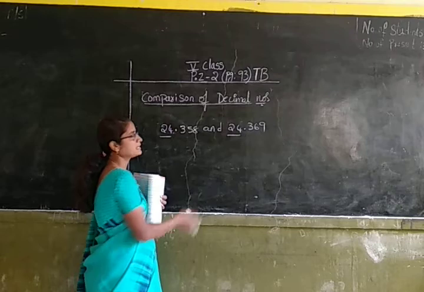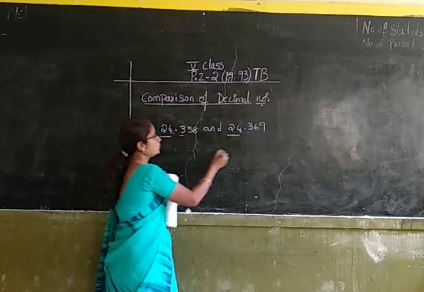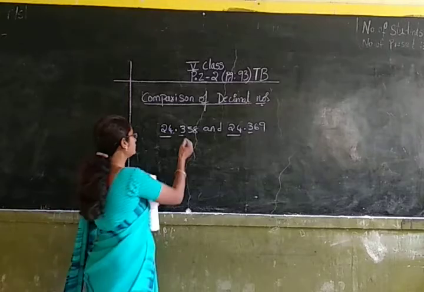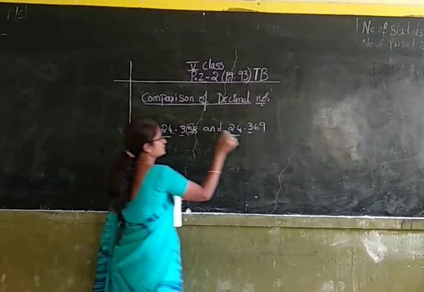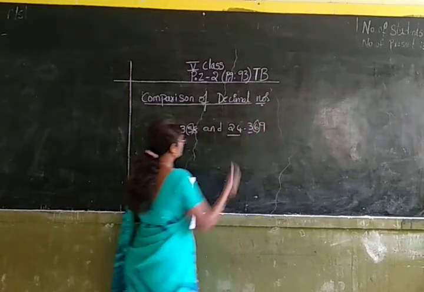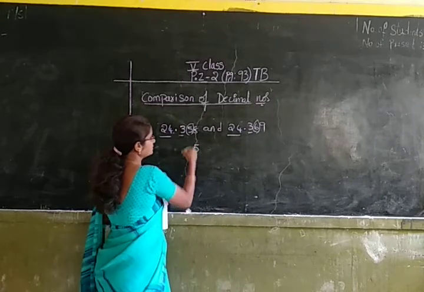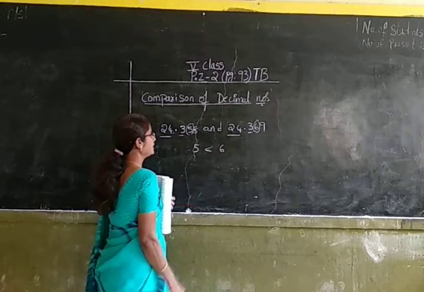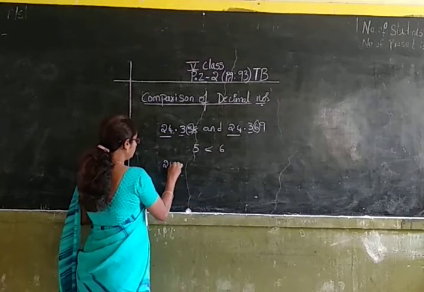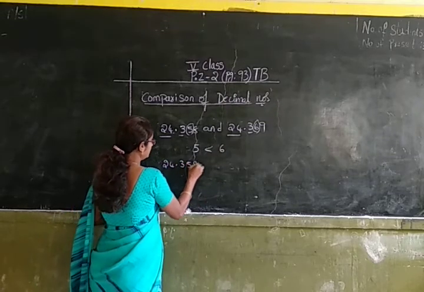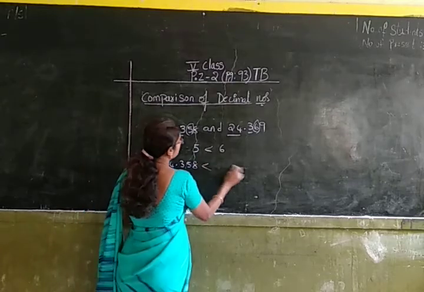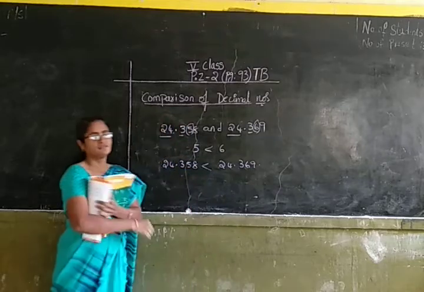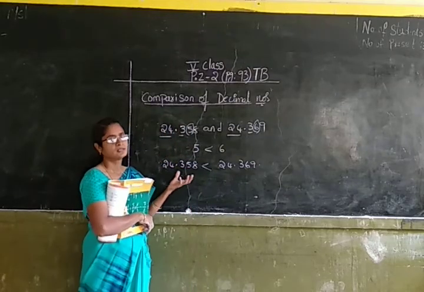So, let us compare the tens place. Here in tens place, both the numbers are having 3. So, we have to compare the hundreds place. Here in the hundreds place, this number is having 5 and this number is having 6. 5 is less than 6. So 24.358 is less than 24.369.